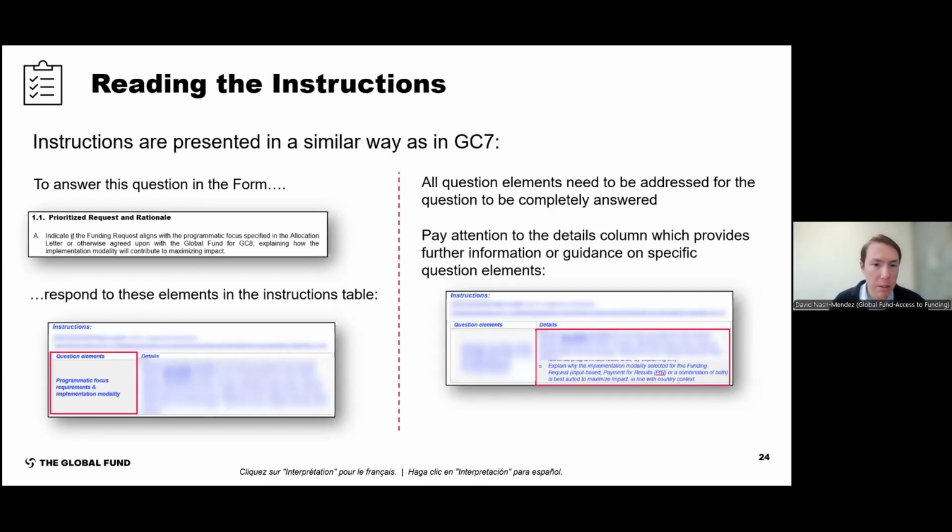The approach to the instructions will be familiar to anyone who developed a funding request in Grant Cycle 7. Each question in the form points to instruction elements that define a complete answer. Pay attention to the details column on the right, as it clarifies what needs to be covered, and use this structure to avoid gaps and duplication. And again, if we're not asking for it in that details section, chances are we don't need it, so you don't need to include it. Let's go to that next slide.